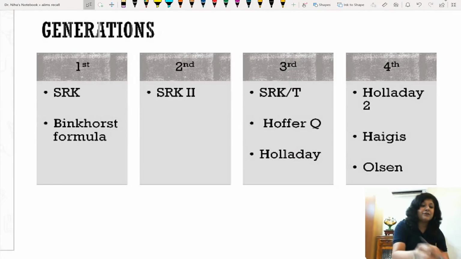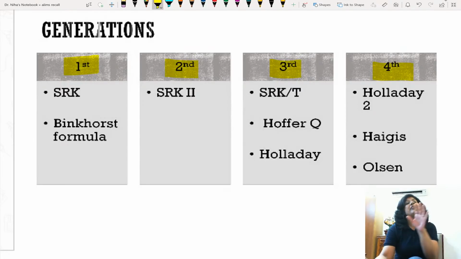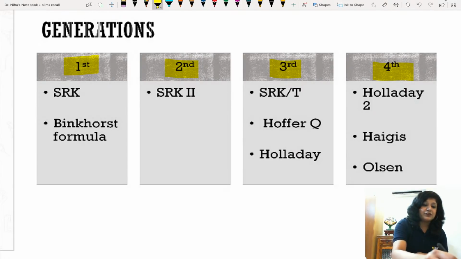And can you see, we have got 4 generations here. That is, we have generation 1, 2, 3 and 4. Now there is a very easy way of remembering this. How will you do it?